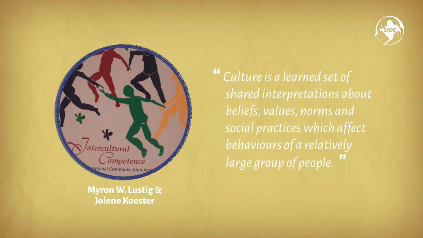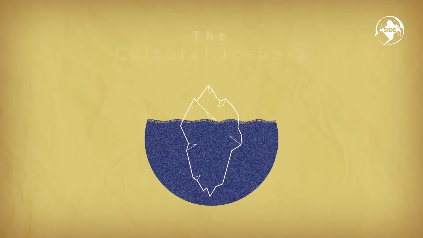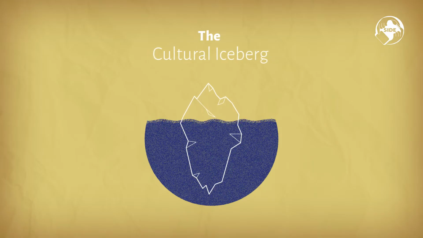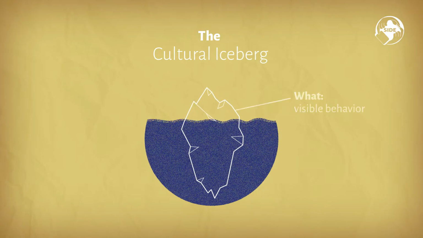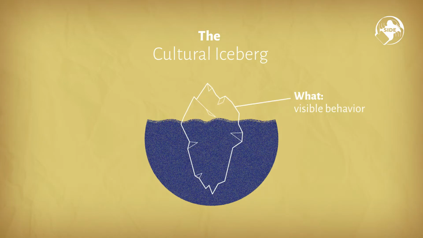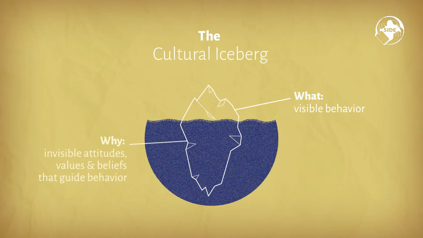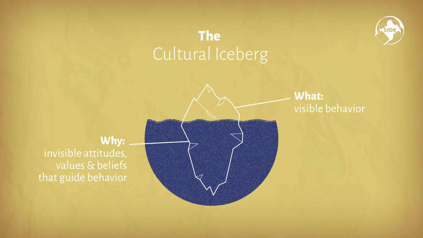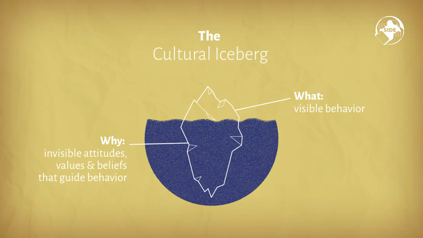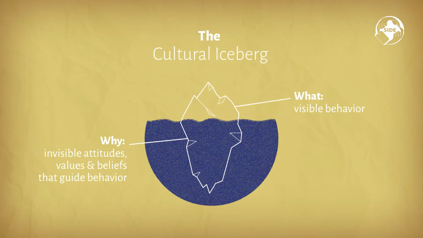This points to a two-part interpretation that is often depicted as an iceberg. On the top of the culture iceberg are the behaviors of a group of people that are visible expressions of their culture. This is the what people do as a result of their culture. Below the surface is the invisible why of the iceberg, why people of a culture behave the way they do. Here are the attitudes, values, and beliefs that guide their behavior.